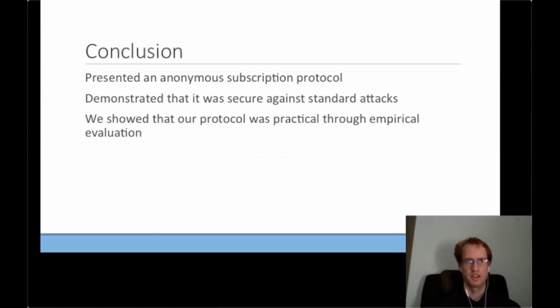So we presented an anonymous subscription protocol, demonstrated it was secure against standard attacks, and we showed that our protocol was practical through empirical evaluation. Thank you.